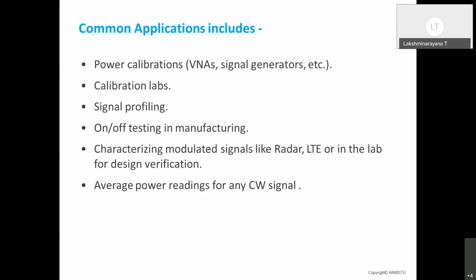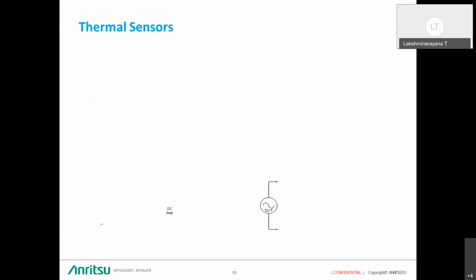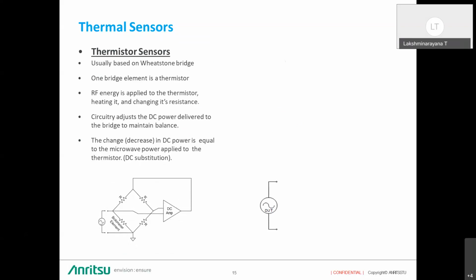So sensor technology, what is the technology used in the sensors? Commonly, we use a thermal sensor or a diode sensor. Thermal sensors are of two types. One is the thermistor sensor, usually based on a Wheatstone bridge. One bridge element is a thermistor. RF energy is applied to the thermistor. Depending on the heating, the resistance will change, and DC power is delivered to maintain the bridge balance. The decrease in DC power is equal to the power applied.